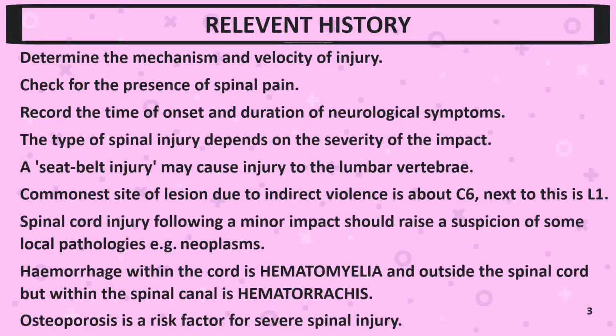The mechanism and velocity of injury should be determined and the presence of spinal pain should be checked. The time of onset and duration of neurological symptoms should also be recorded. Patients typically present after a significant traumatic event such as a motor vehicle accident, fall from a height, or gunshot wound. The knowledge of the mechanism of injury is important in identifying the potential for a spinal injury.